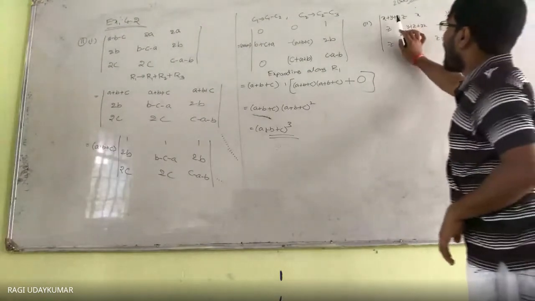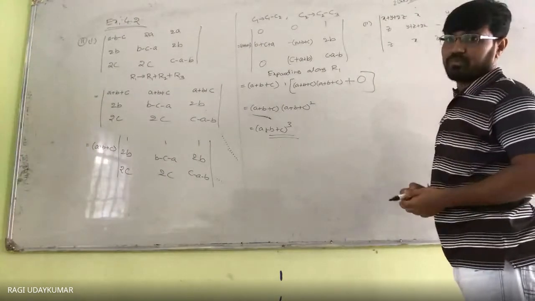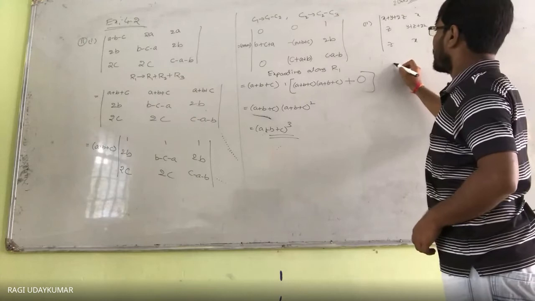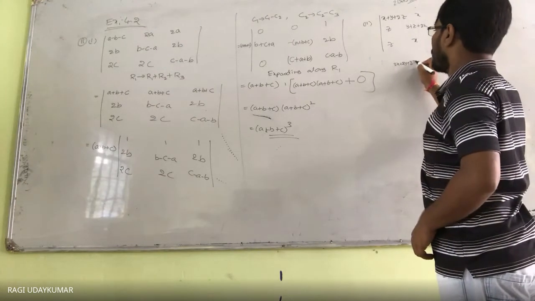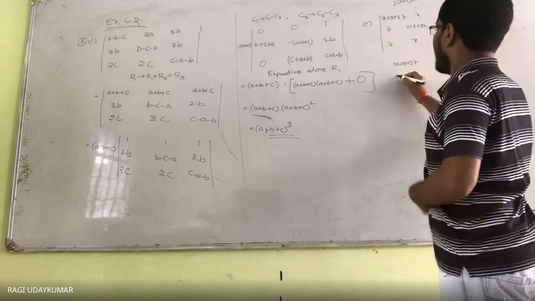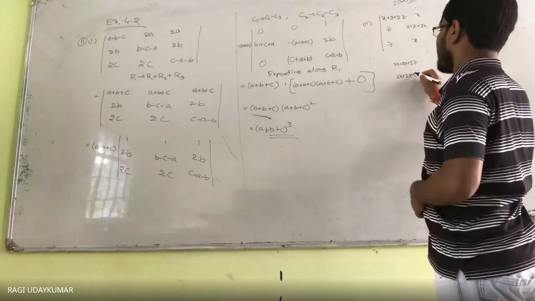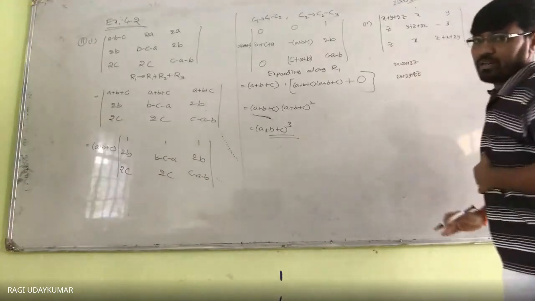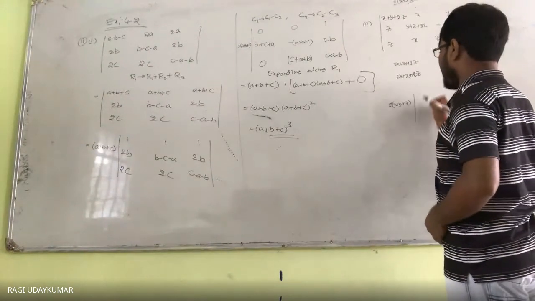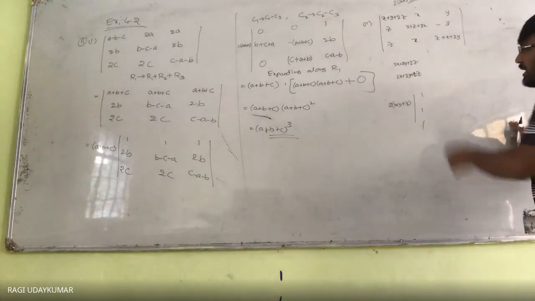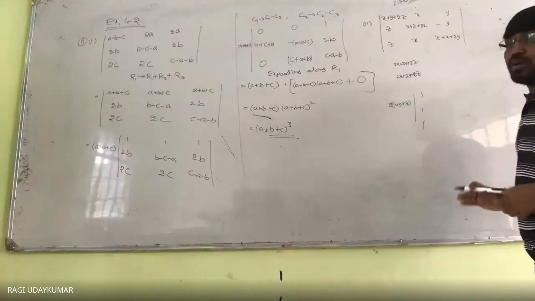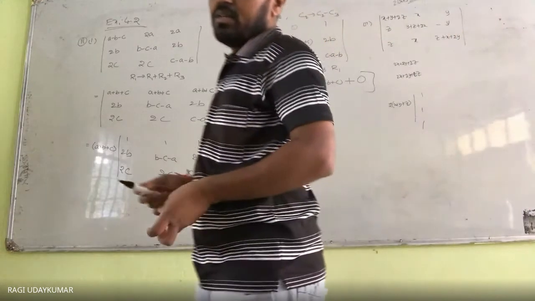So for that, you add this one, this one, this one. What will you get here? 2x plus 2y plus 2z. Means column 1 tends to column 1 plus column 2 plus column 3. Adding this, we get 2 times x plus y plus z, common. Here 1 1 1 and some elements. Then you try to make any two of these ones zeros. Then you are going to get the required answer.